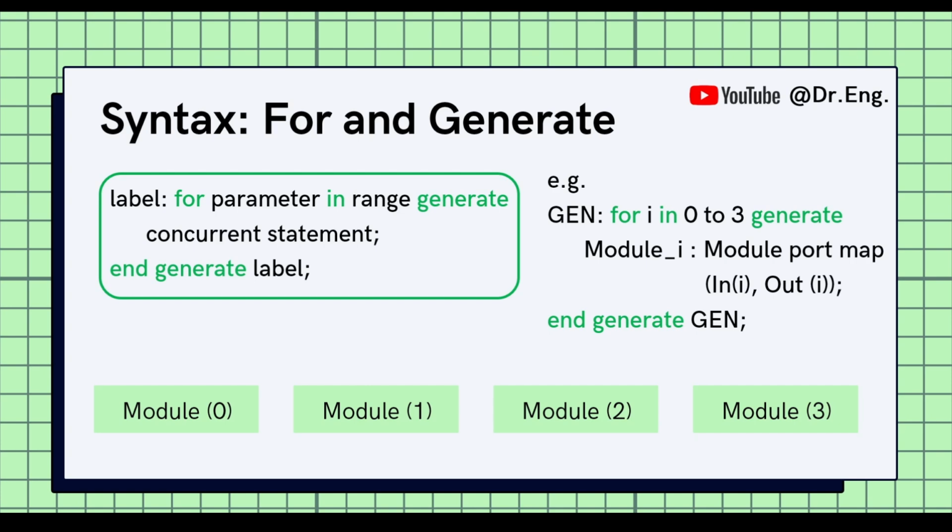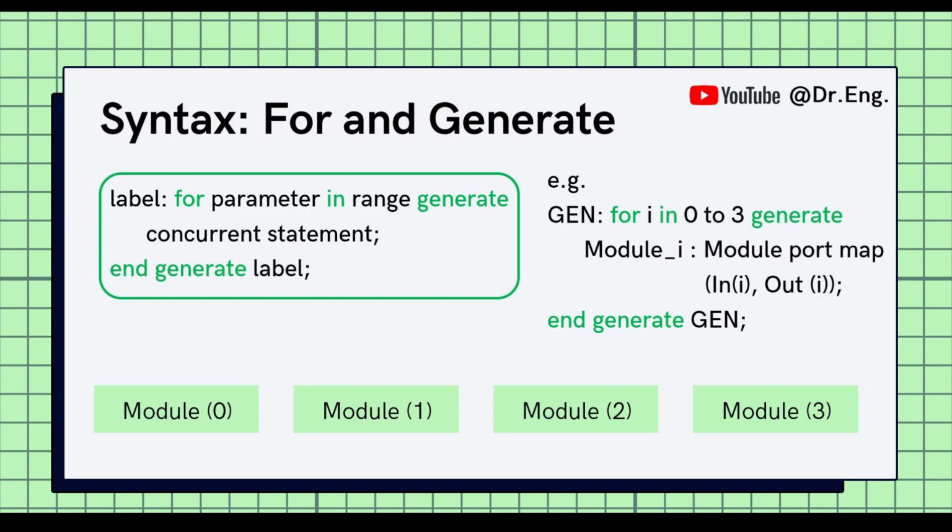In the example diagram below, you can see that we are creating 4 modules, module 0, module 1, module 2, and module 3, each connected to its respective signals. The beauty of this approach is that it allows you to easily replicate complex hardware components without having to write repetitive code. Just like in our ripple carry adder from the previous lesson, where we had to manually connect each full adder, now, with for and generate, we can automatically generate multiple adders, dramatically simplifying the process. This is perfect for scaling your designs to more bits, like building a 16-bit or 32-bit adder with minimal effort. As you can see, for and generate loops are a crucial tool in any VHDL designer's toolkit.